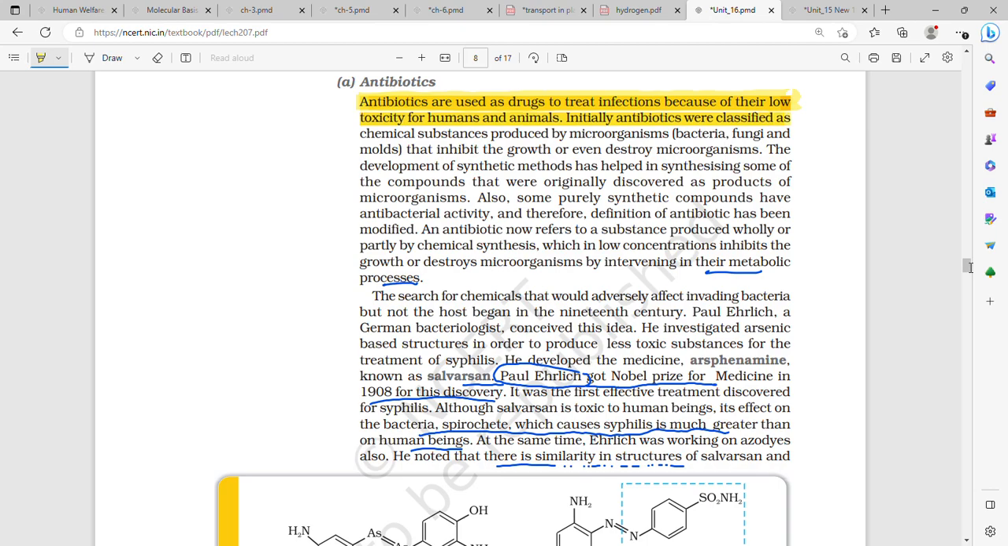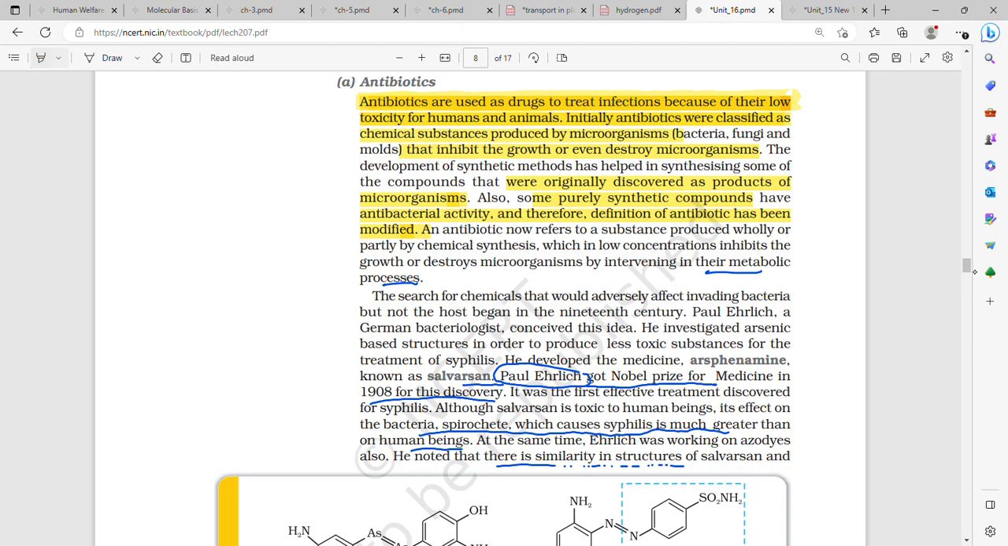Initially, antibiotics were classified as chemical substances produced by microorganisms, bacteria, fungi and mold that inhibit the growth or destroy microorganisms. But the development of synthetic methods has helped us in synthesizing some of the compounds which were originally discovered as products of microorganisms. Some purely synthetic compounds have antibacterial activity and therefore the definition of antibiotic has been modified.